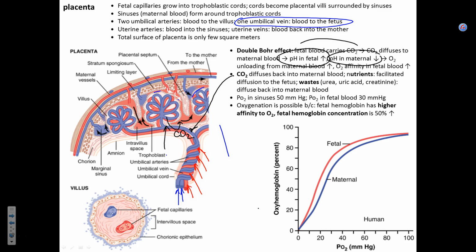Now it's time to remember what the Bohr effect is. In the Bohr effect, decreased pH increases unloading of oxygen from hemoglobin. Now, decreased pH is in the maternal blood. So hemoglobin in the maternal blood starts to unload oxygen. Elevated pH is in the fetal blood. So hemoglobin in the fetal blood starts to load oxygen. This is called double Bohr effect because pH changes in both maternal and fetal blood. Does that make sense?